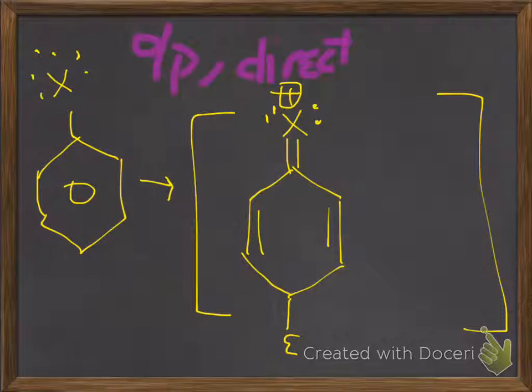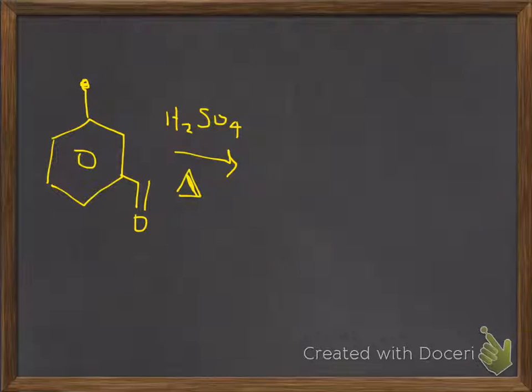So let's just work some examples of how to pick what the major products are going to be. Here I have an example. This is a methylated benzaldehyde. I have an example of doing a sulfonation reaction. You can see here we've got sulfuric acid and heat, so we're adding a sulfonyl group. Now the question is, what will be the major product here?